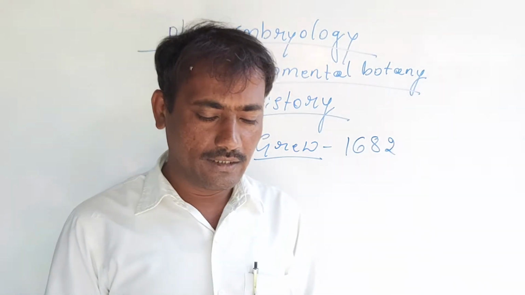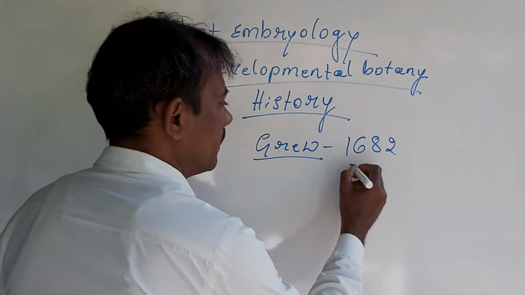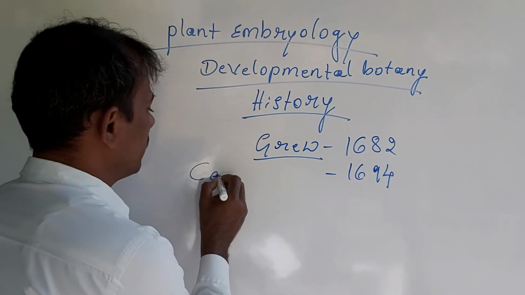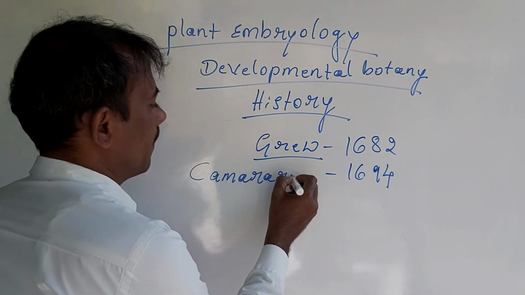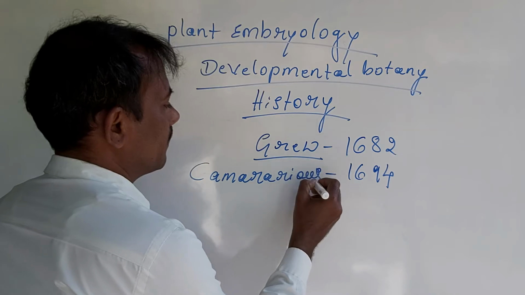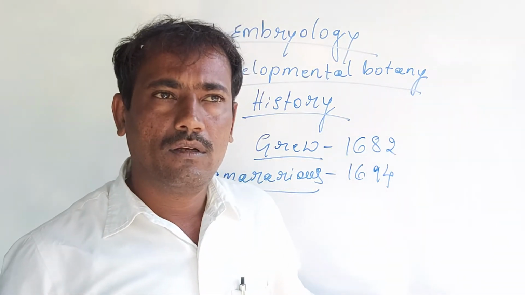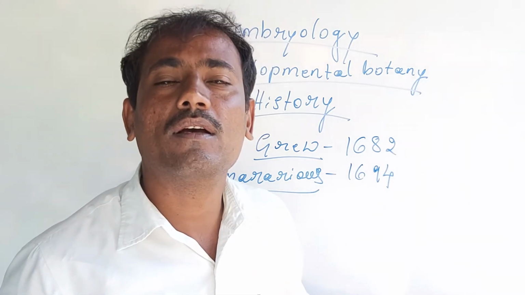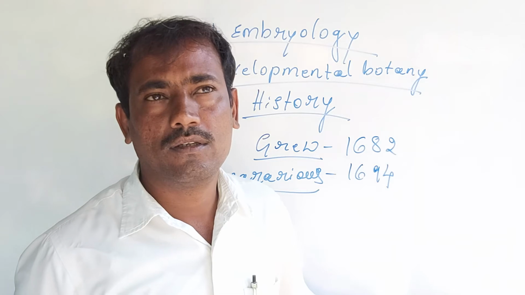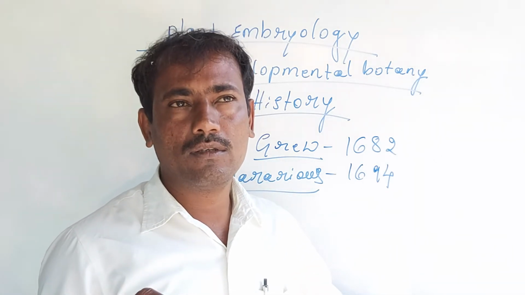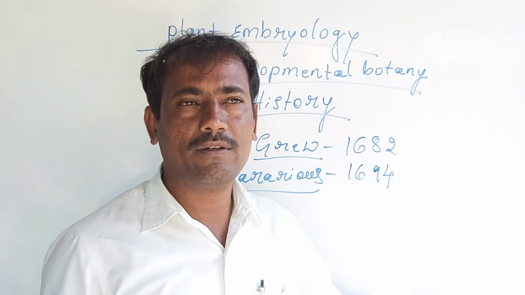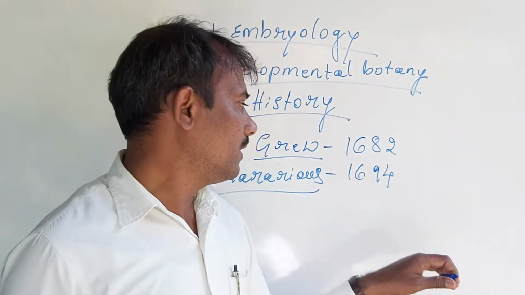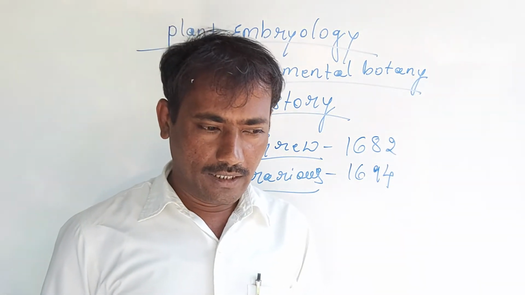And later on, in the year 1694, it was Camerarius who also discovered that stamens are the male organs of the plant, and the ovary is the female organ of the plant. Without mentioning the sex, simply, he was able to explain that stamens are the male organs and the ovary is the female organ, in the year 1694.